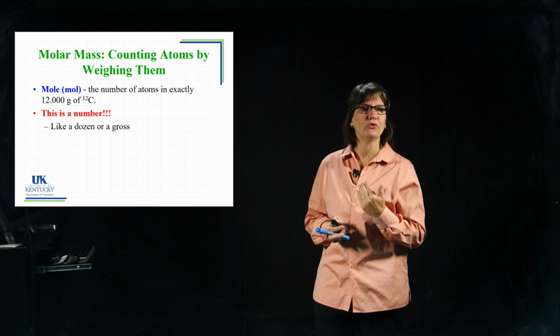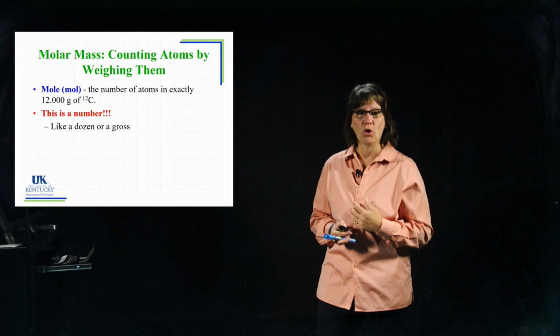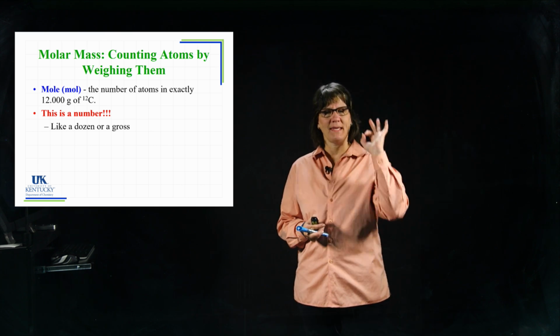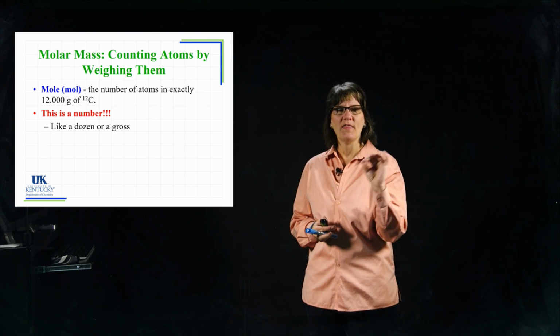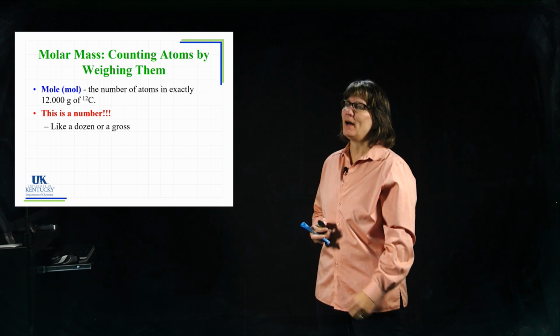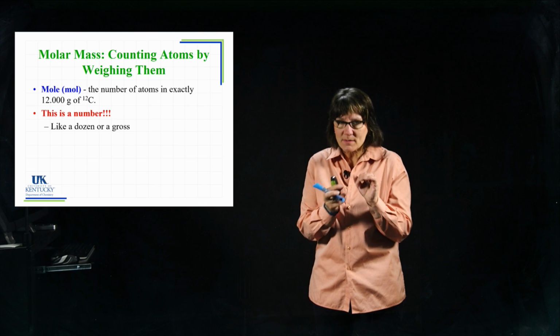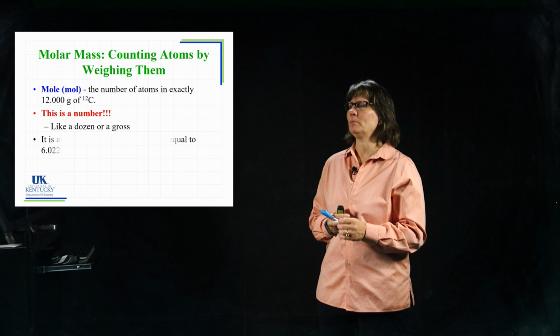The word gross is a number. It's a dozen dozen, or 144. It is a word that means a number. And a mole is a word that means a number. Now, its definition is kind of crazy, but there is a number of atoms in that 12 grams, and it is a number.